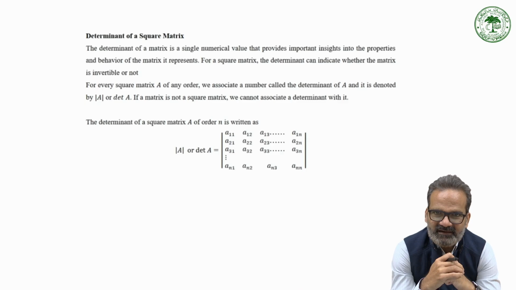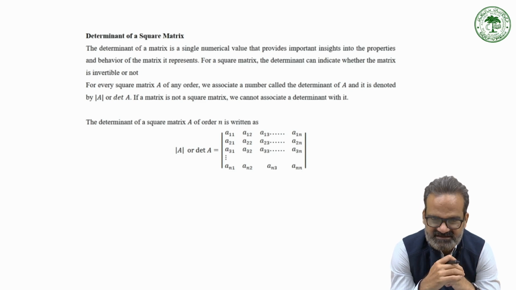For a square matrix, the determinant can indicate whether the matrix is invertible or not. Invertible matrix we will discuss later in the remaining portion of the matrices. An invertible matrix is a matrix whose inverse exists.